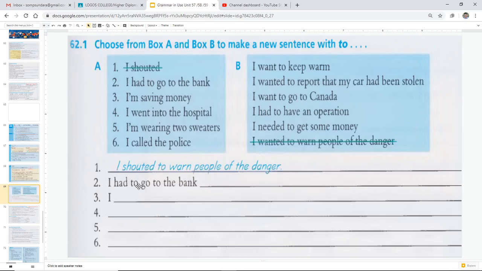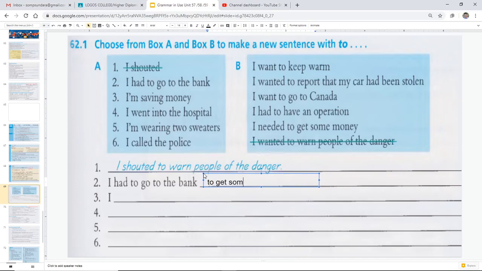Number two, I had to go to the bank. Why did you go to the bank? You went to the bank because probably you needed to get some money. I had to go to the bank to, remember, after "to" is the base form of the verb, to get some money. I had to go to the bank to get some money.